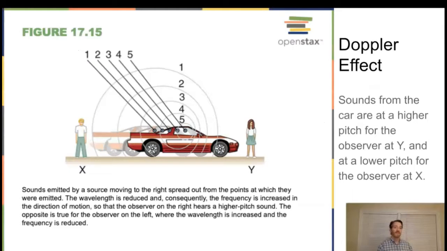This is how OpenStax draws it, and you can see this is a vehicle moving from position 1 to 2 to 3 to 4 to 5, and so it looks like it's chasing its own sound waves. That's what those gray circles are, the sound waves emanating out in all directions. So the person at point X is going to hear those sound waves more spaced out than the person at point Y. As those circles grow larger and larger, they will reach point Y more frequently, more scrunched together, and at point X they'll be more spaced out.